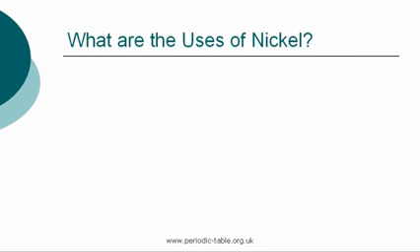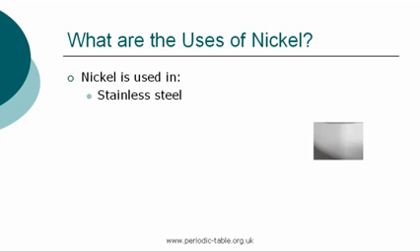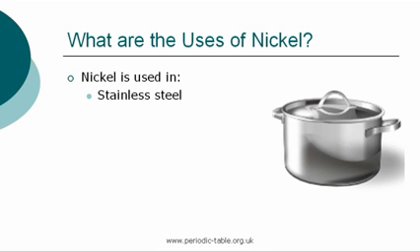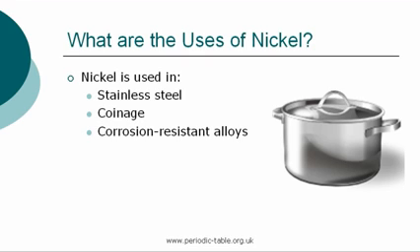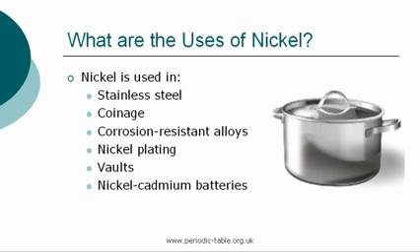Once the properties of an element have been established, we then have the ability to identify how it can be used. One of the most common uses of nickel is in stainless steel appliances. In 1913, English metallurgist Harry Brearley accidentally discovered that adding chromium to low-carbon steel gave it stain resistance. The addition of nickel and other elements enhances the corrosion resistance of stainless steel. Nickel is also used in coinage, corrosion-resistant alloys, nickel plating, vaults, and nickel-cadmium batteries.